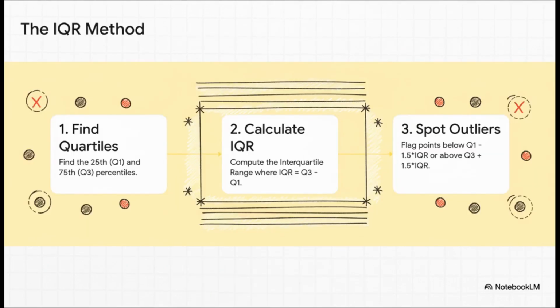One of the best ways to unmask these imposters is the interquartile range, or IQR method. So imagine you line up all your data from smallest to largest. The IQR, as you can see in step 2, is just the middle 50% of your data.